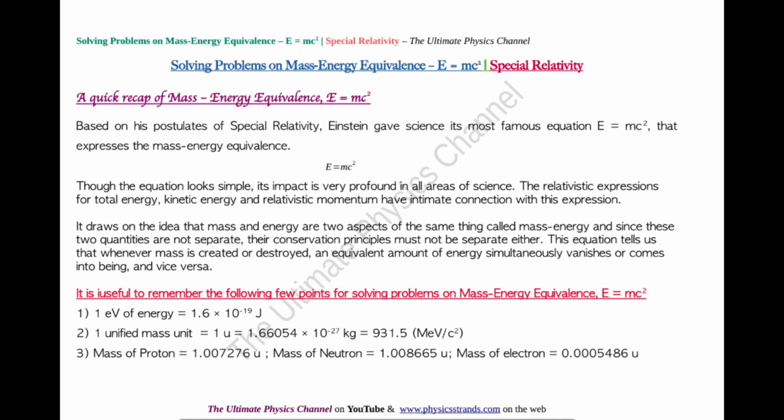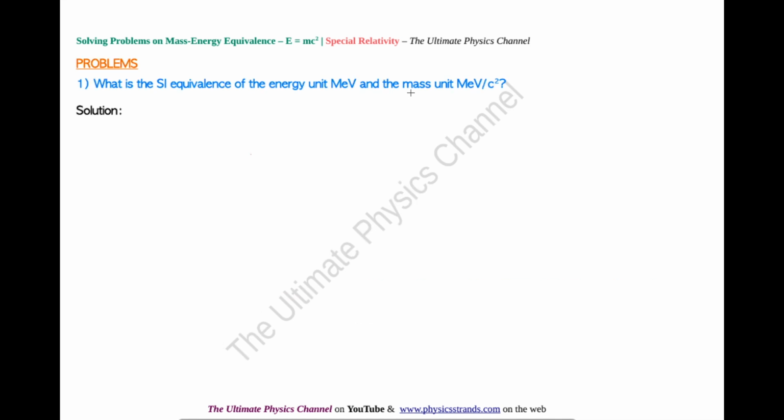Let us move on to do some problems on this topic. The first few problems are basically going to be warm-up exercises. Then we move on to more challenging problems. The first problem is, what is the SI equivalence of the energy unit MeV and the mass unit MeV over c squared?